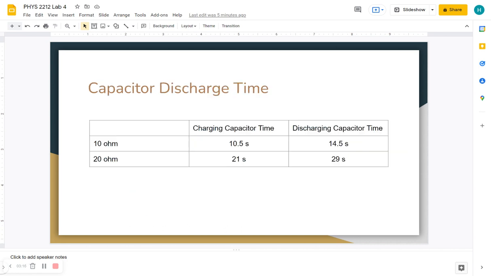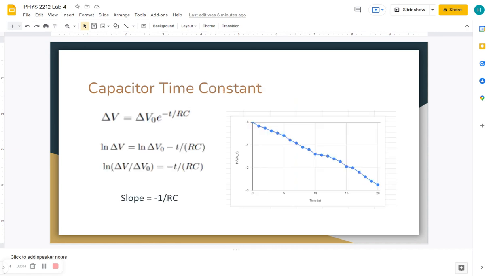So for our capacitor charge and discharge times, for the 10 ohm one, we have 10.5 seconds for charging and then 14.5 seconds for discharging. And for the 20 ohm one, we have 21 seconds and then 29 seconds. This is basically double the time for double the amount of ohms.